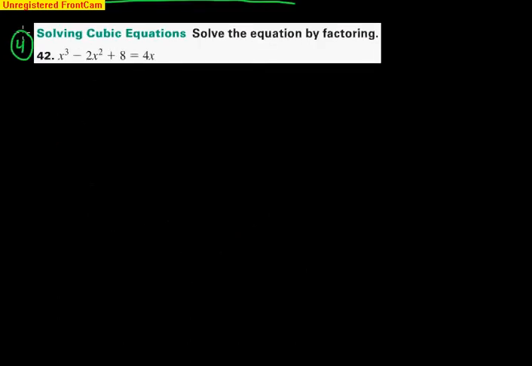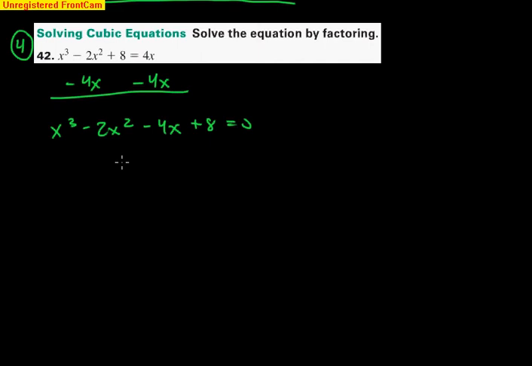Okay, now we're going to solve this equation. And when you solve, first thing is get everything on one side. You can't work on 2 sides. So let's bring this 4x over with everything else. So it's positive 4x, so let's subtract it. Notice there are no other x terms, so the 4x will not combine with anything. Write it in standard form. X cubed minus 2x squared minus 4x plus 8 equals 0.